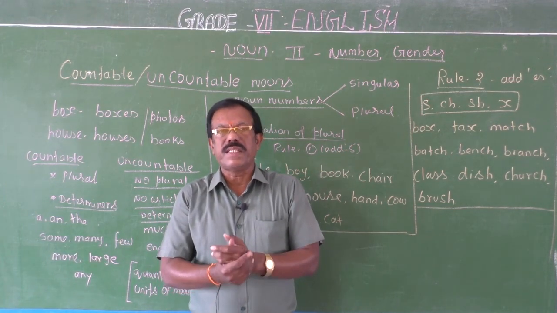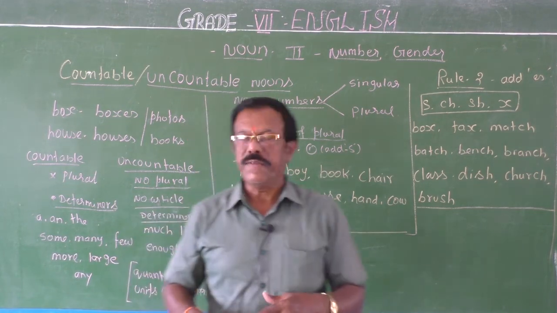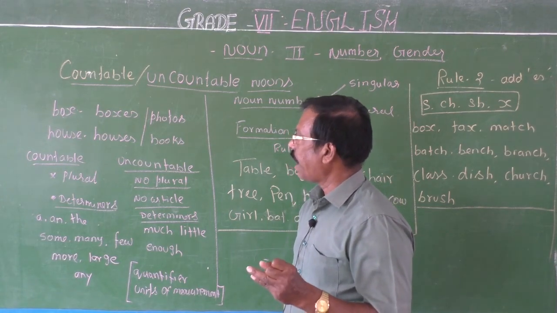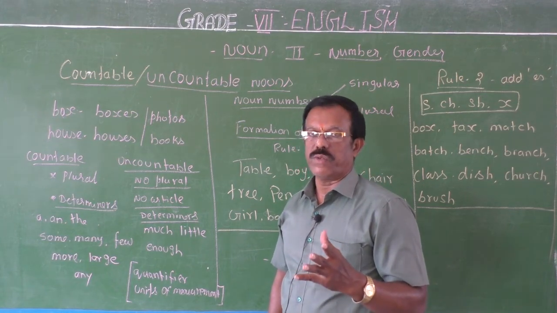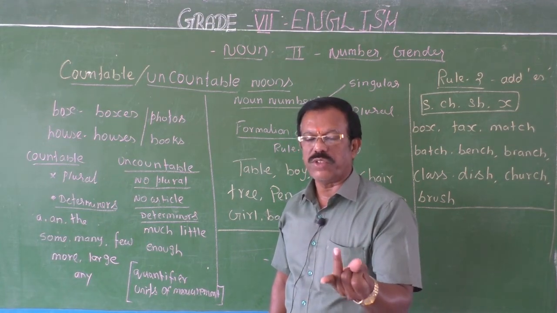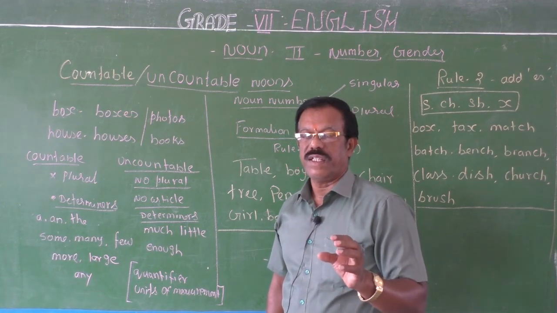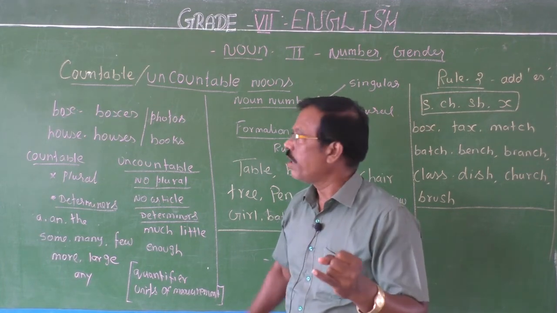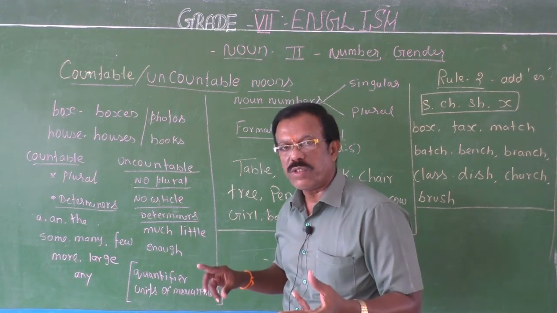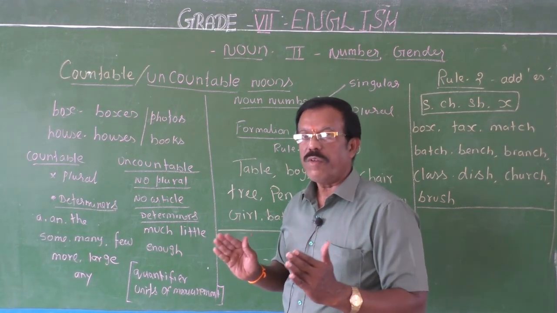Let me give you some examples for countable nouns and some examples for uncountable nouns. Okay, children. See, I have given here some examples for countable nouns. Box, photos, house, book, they are all countable nouns because you can count all such things using numerical terms 1, 2, 3 like that. And all such countable nouns have plural forms. See, book, books. Box, boxes. House, houses. Photo, photos. So, all countable nouns have plurals.